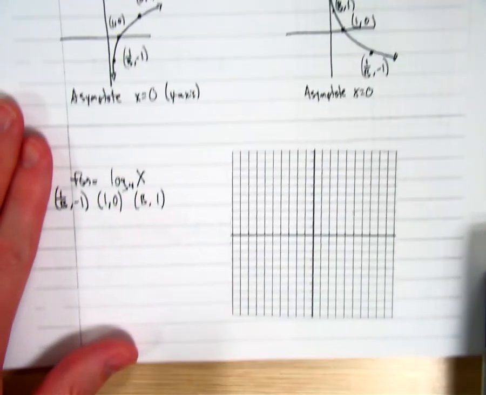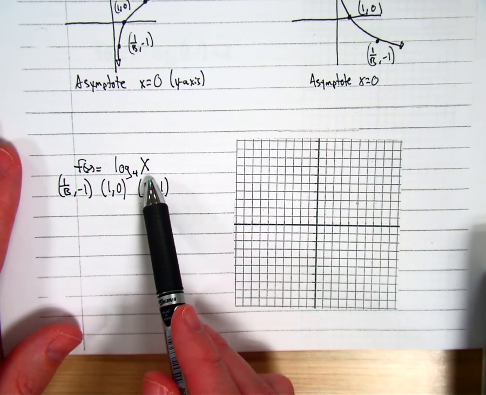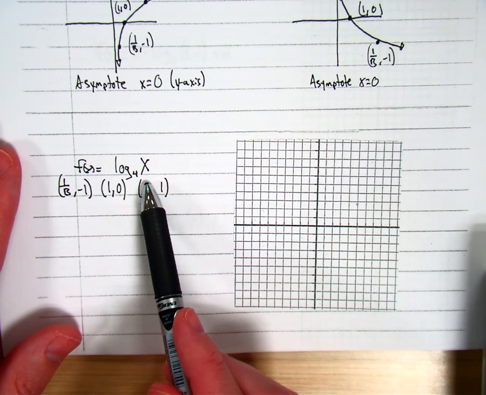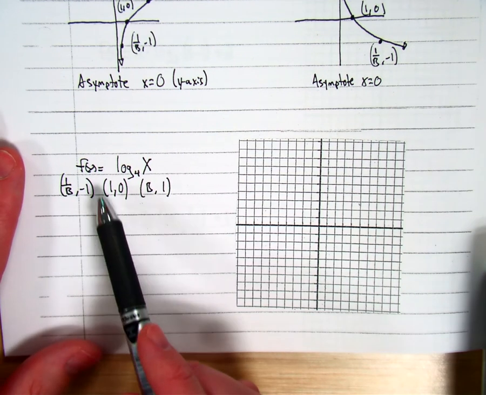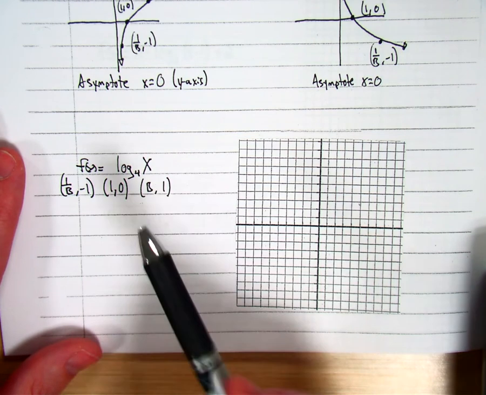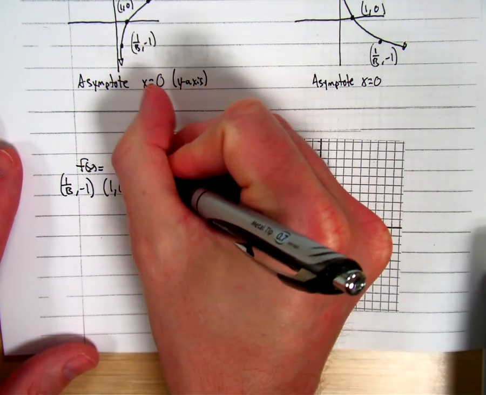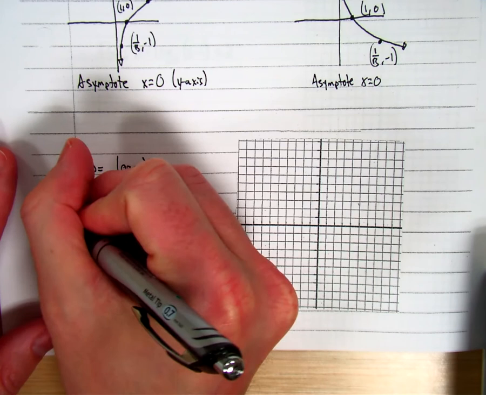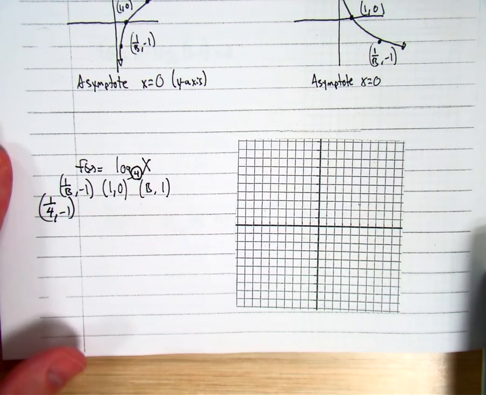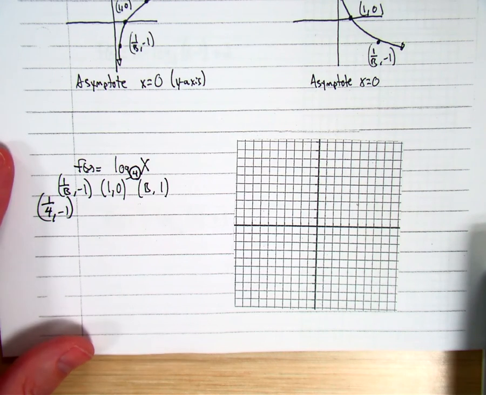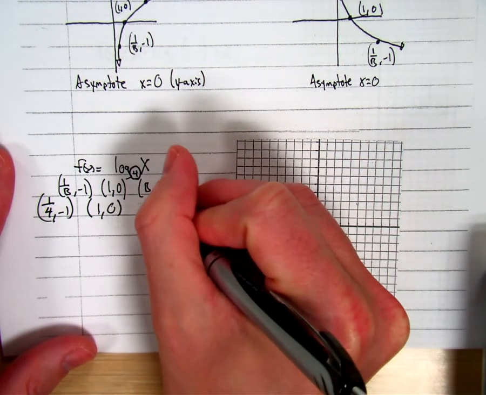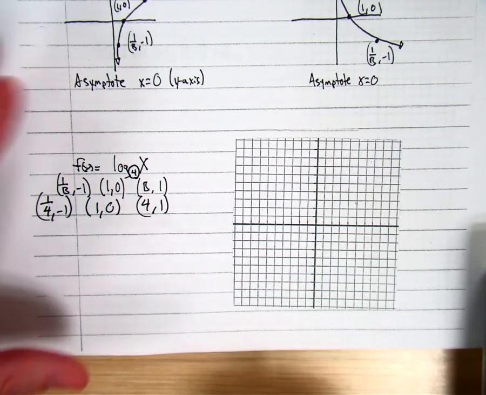All right. Let's do one here. We have log base 4 of x. Just regular old log base 4 of x. Remember our pattern we're going to do is 1 over b comma negative 1, 1 comma 0, b comma 1. What's our b number? It's 4. So we're going to have 1/4 comma negative 1. Do our best we can with that. Quiz or test, make sure we label 1/4 comma negative 1. Then we've got 1 comma 0. Then we got 4 comma 1.